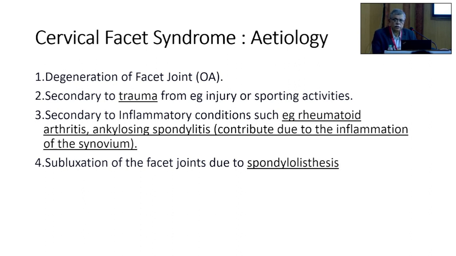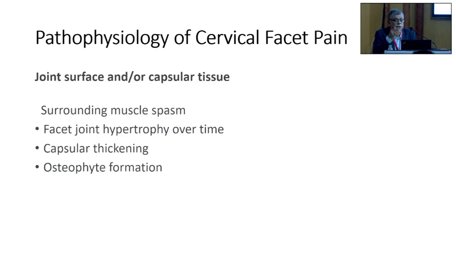Secondary to inflammatory conditions, yes, we do get a lot of patients of rheumatoid arthritis and ankylosing spondylitis who keep complaining of pain in the one side of the neck, and that is because of the inflammation of the synovium. So this is more of an inflammatory condition. So in these conditions, probably an intra-articular injection of steroids would be better off than doing a medial branch block, because this is going to come again and again. And subluxation of facet joints due to spondylolisthesis is also one of the rarer causes.